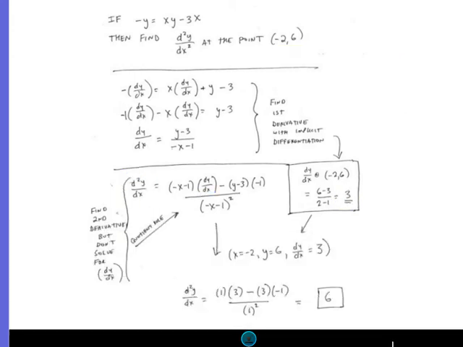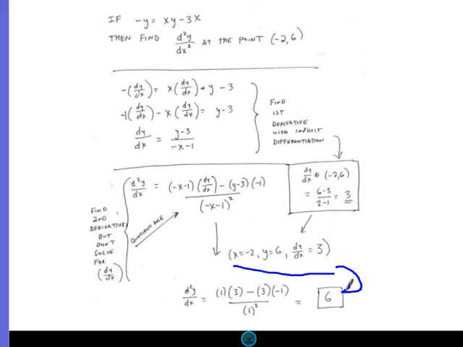So in this problem, just some notes here, we did the second derivative with the quotient rule. We're plugging in those 3 values and we're going to get a 6. So after you do your quotient rule, just plug in your values, and you also need the first derivative at that point also. Okay, that's it.